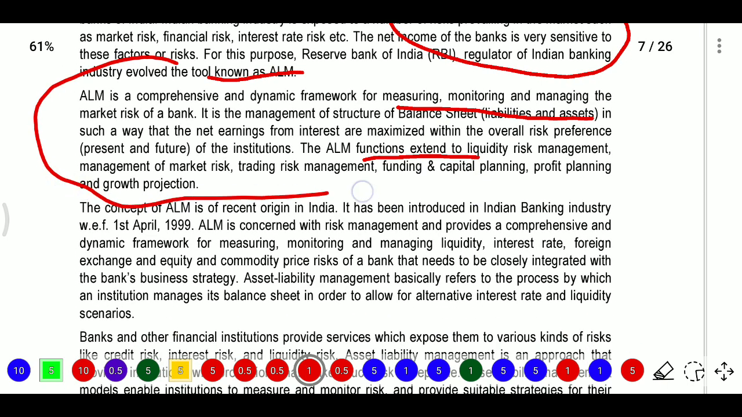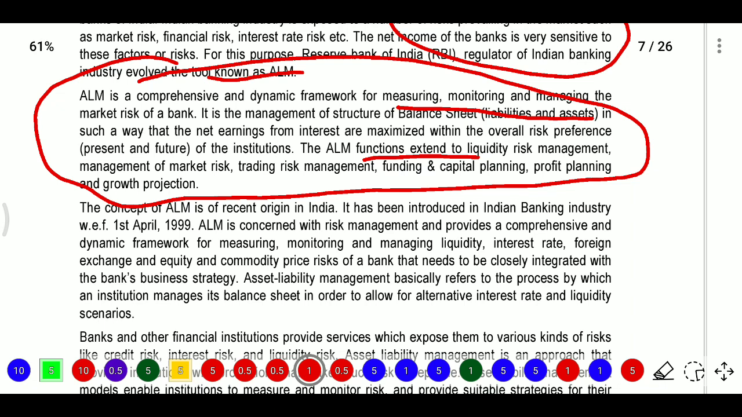For ALM, what we need to consider: ALM means asset and liability management. We need to manage the assets, and we need to manage the liabilities, because we have different types of risk. For that we are using this ALM.